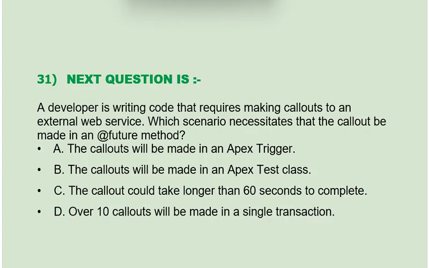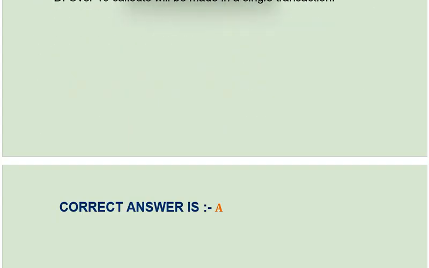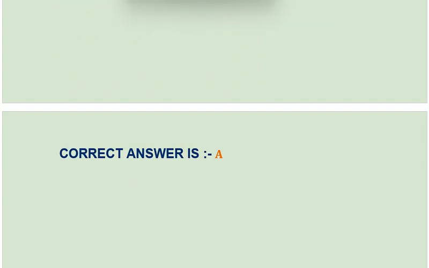Option A, the callout will be made in an Apex trigger. Option B, the callouts will be made in an Apex test class. Option C, the callout could take longer than 60 seconds to complete. Option D, over 10 callouts will be made in a single transaction. Correct answer is option A.